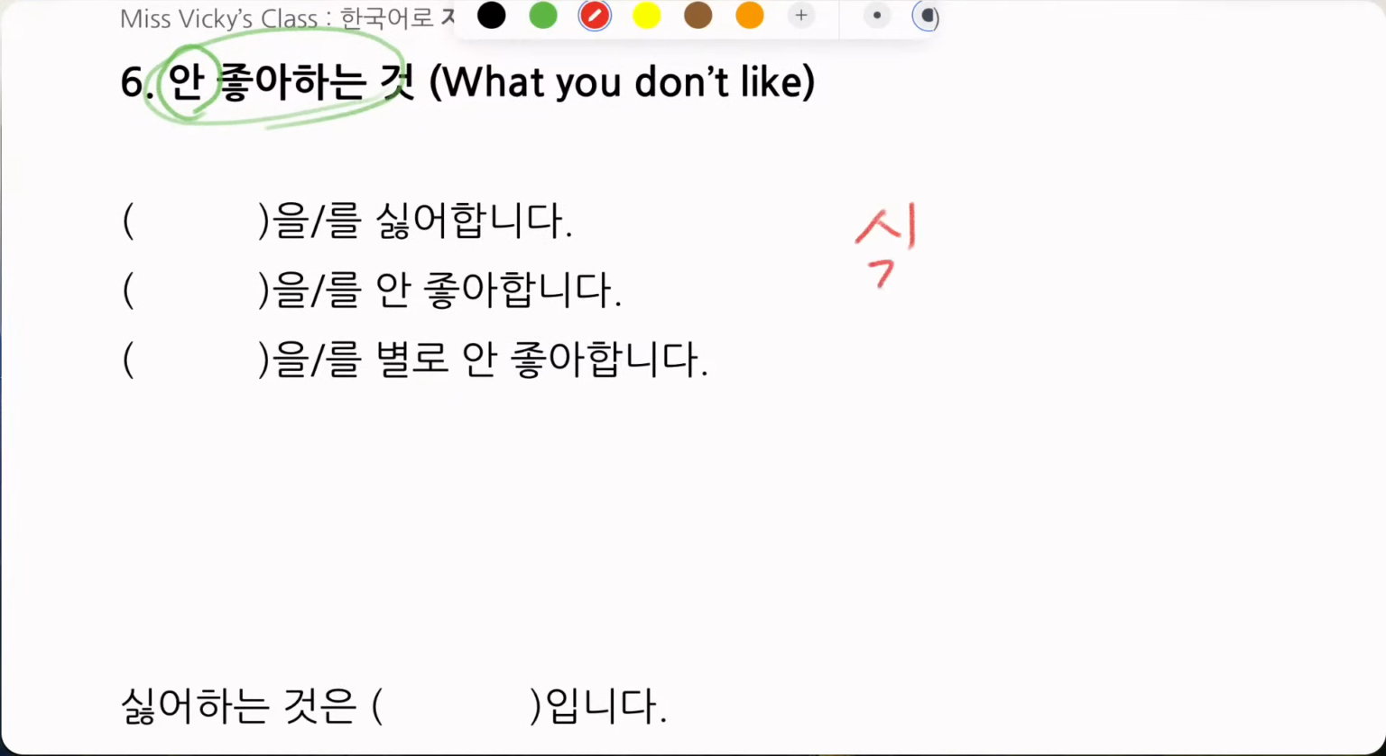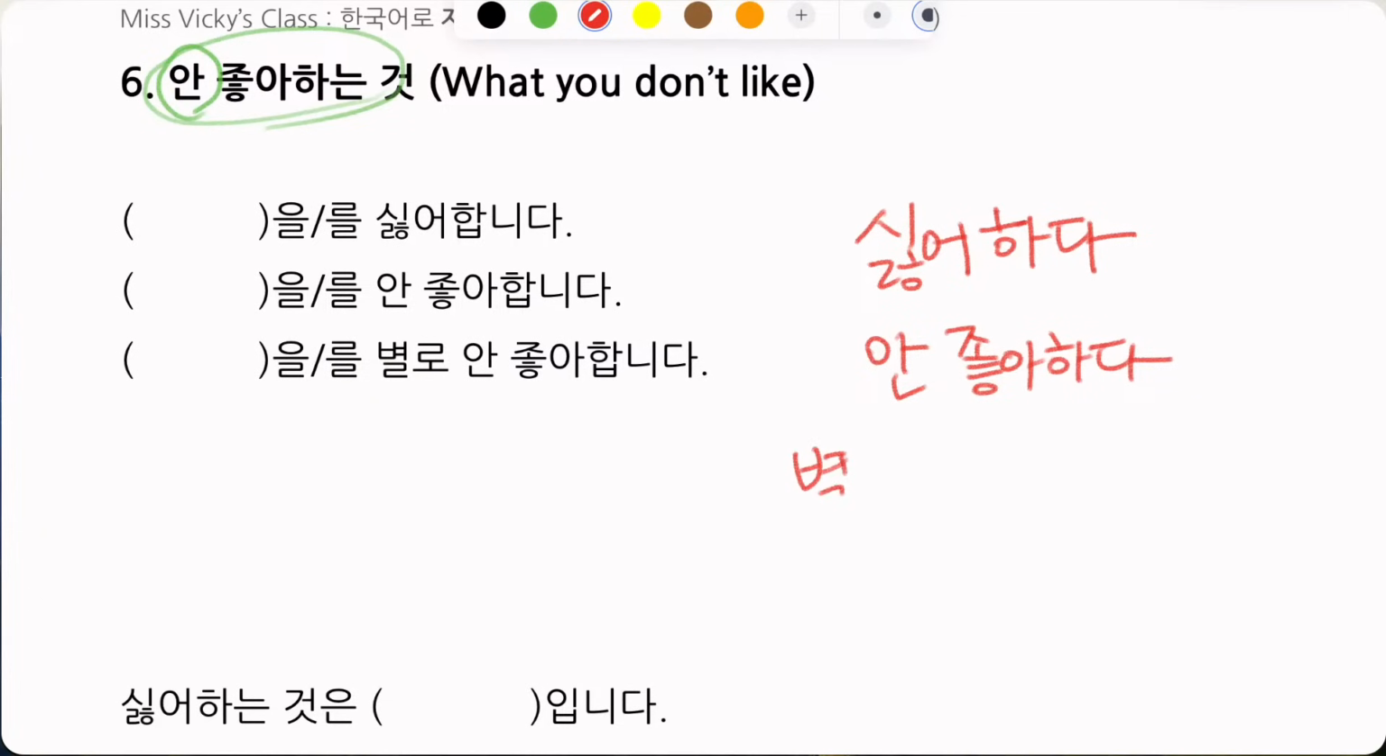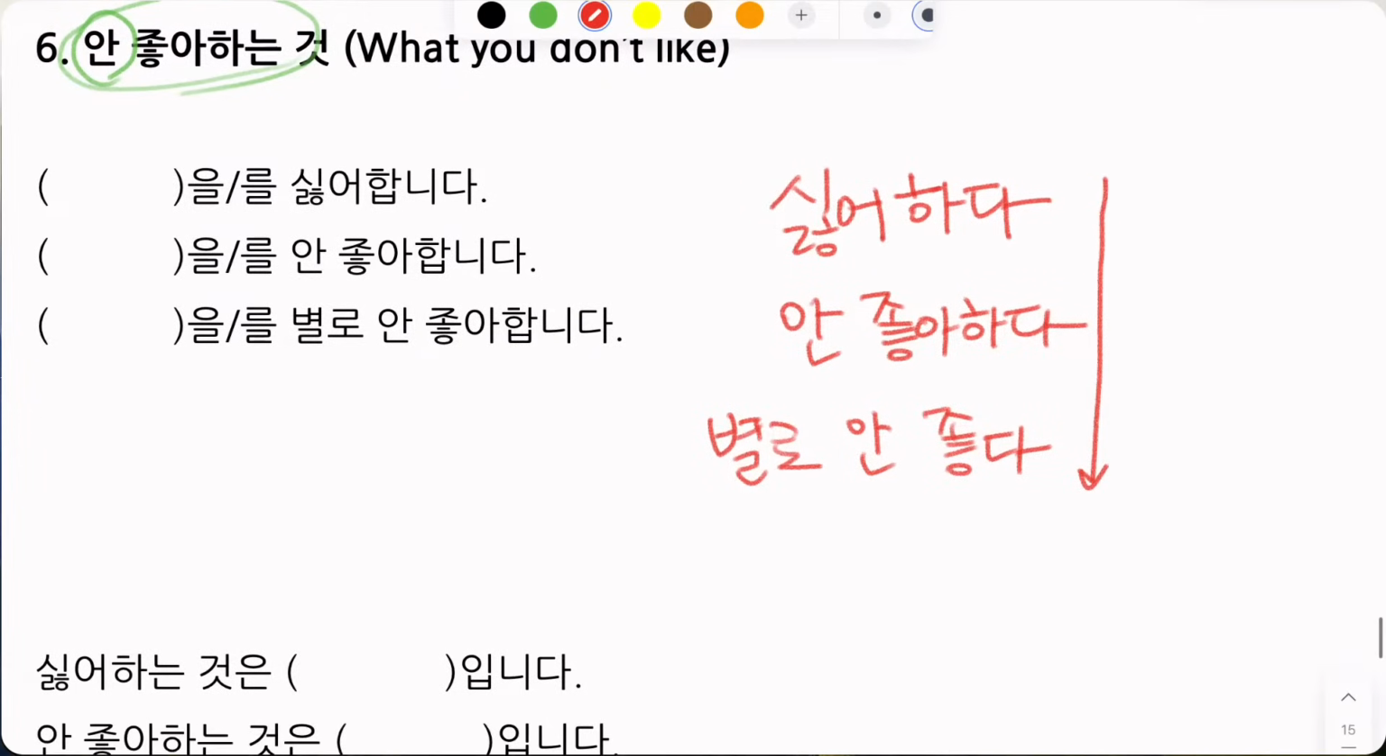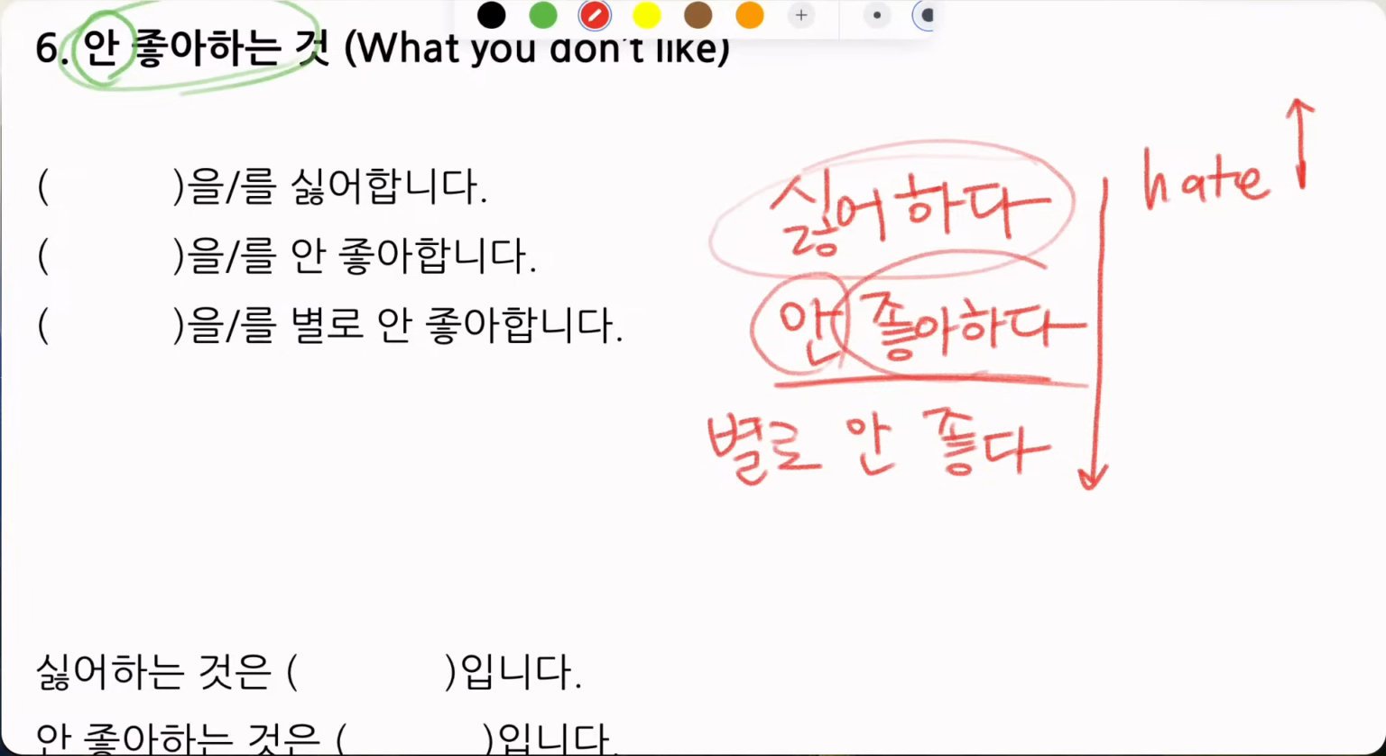근데 there are a couple of verbs you can use for not like. Either 싫어하다, 안 좋아하다, 별로 안 좋아하다. So these are written according to the order of the intensity of the feeling of dislike. So 싫어하다 means you hate. It's the highest feeling of not liking something, most intense feeling of not liking something. 안 좋아하다 literally means you not like. So it's less intense than 싫어하다, but it's still quite negative.